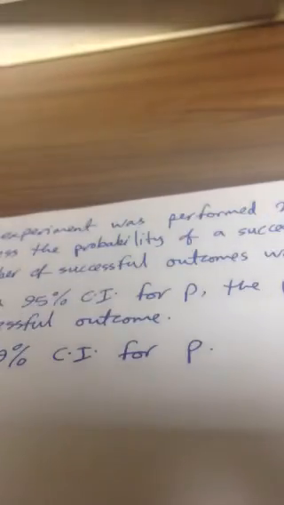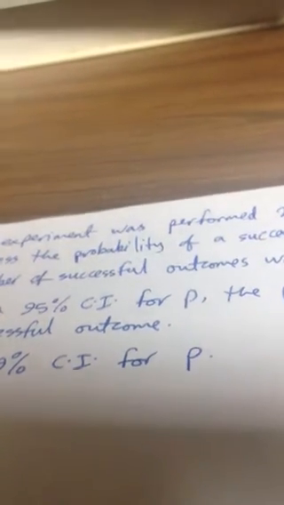An experiment was performed 200 times to assess the probability of a successful outcome. The number of successful outcomes was 72. So we had 200 trials, of which 72 were successful, which means that the other 128 trials were unsuccessful, or they were failures, because each trial can either be a success or a failure.